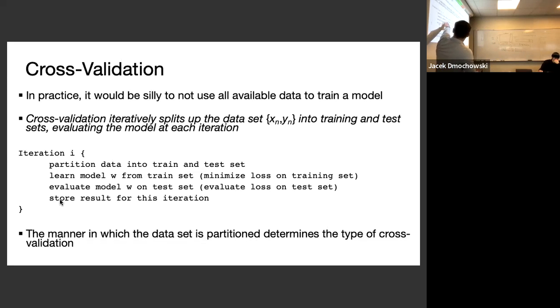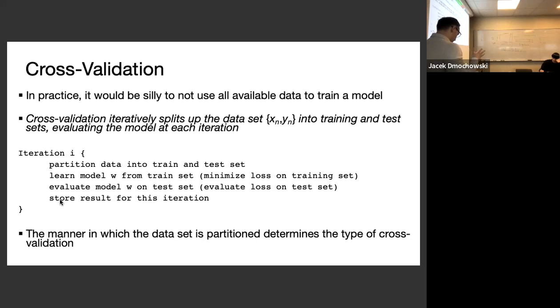And then you learn your model on the training set and then evaluate your model on the test set. And then you store the result. And then you go to the next iteration. And again, now you have a different partition of the training and test set.